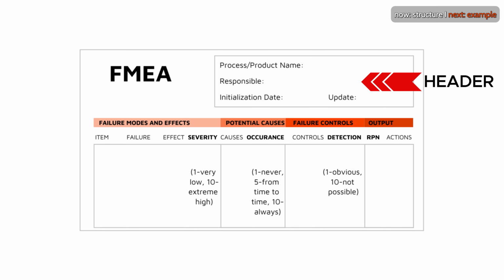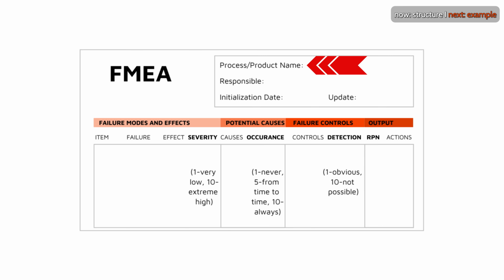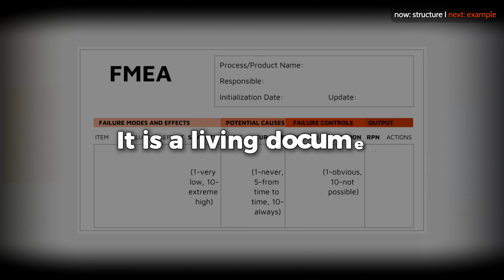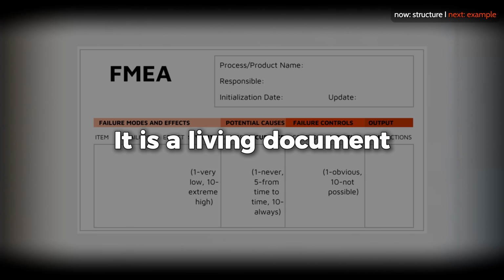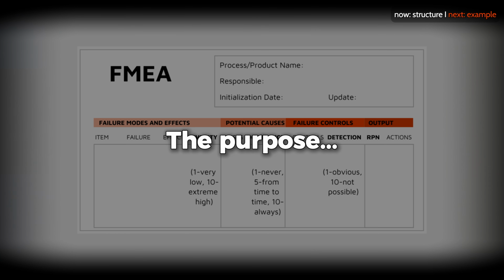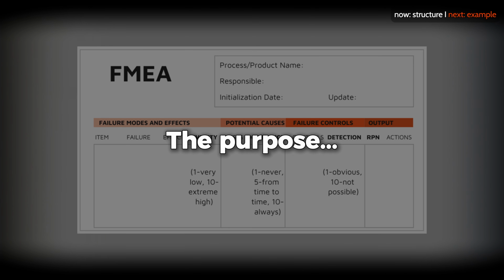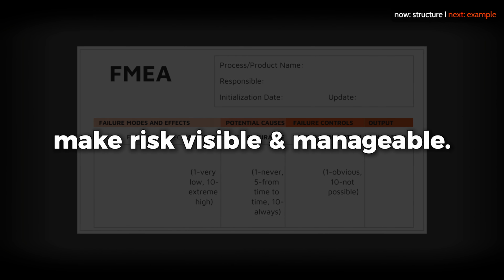Last but not least, remember the FMEA header, where key information is documented, such as the process or product name. The FMEA refers to the responsible owner, the initialization date, and the latest update. Remember, FMEA is a living document that should be continuously updated as the process evolves. The purpose of the FMEA table is simple: make risk visible and manageable.